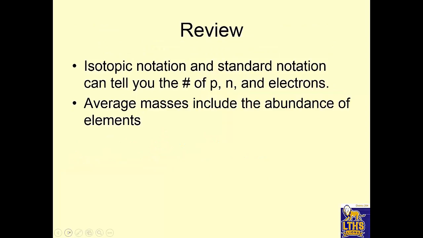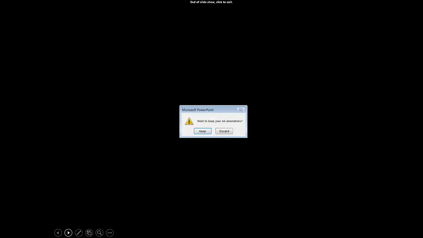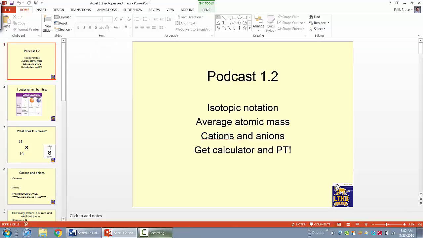And then let's take a look. Review: isotope notation and standard notation can tell you the number of protons, neutrons, and electrons. Average atomic mass includes the abundance of elements. That is all. Toodles.